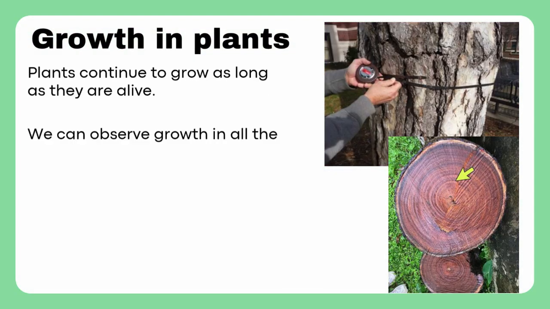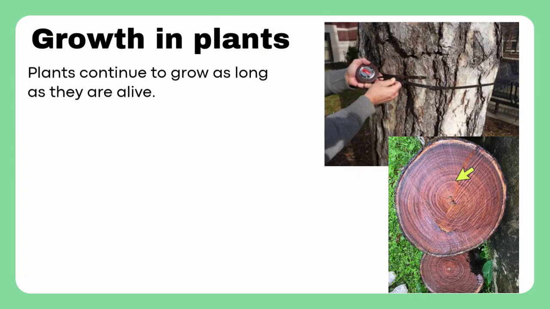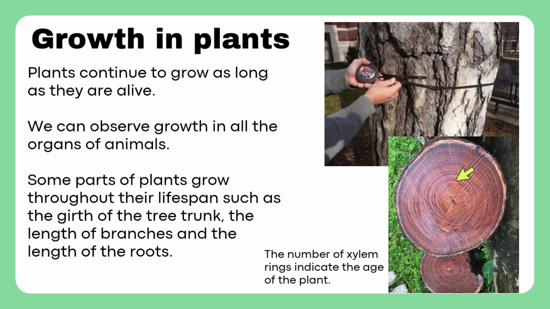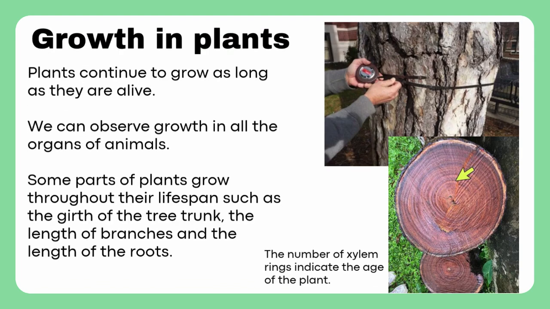Now, let's see how growth happens in plants. Plants continue to grow as long as they live. We can observe growth in all organs of plants. Some parts of the plants grow throughout their lifespan, such as the girth of the tree trunk, the length of the branches, and the length of the roots. We can also find out the age of the plant by counting the xylem rings in a tree trunk, because every year one new xylem ring is added to the tree trunk as the tree becomes one year older.